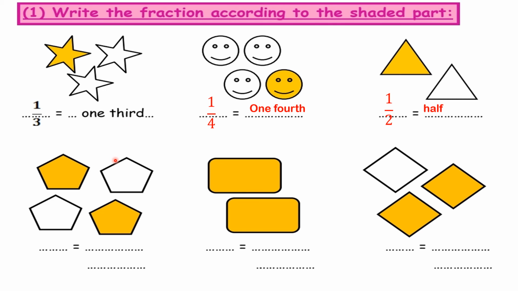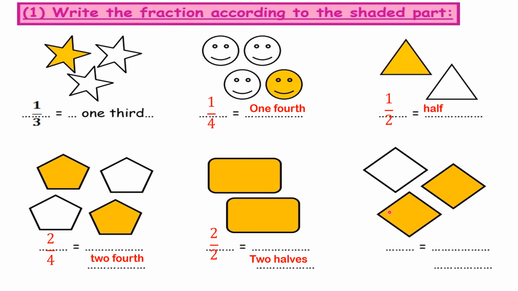I have here a set of pentagons. I have 4 pentagons, and 2 out of the 4 are colored, so I have 2/4. I have here 2 rectangles and they are both colored, so I have 2 out of 2, and it's called 2 halves. As we know, 2 halves represent the whole one.